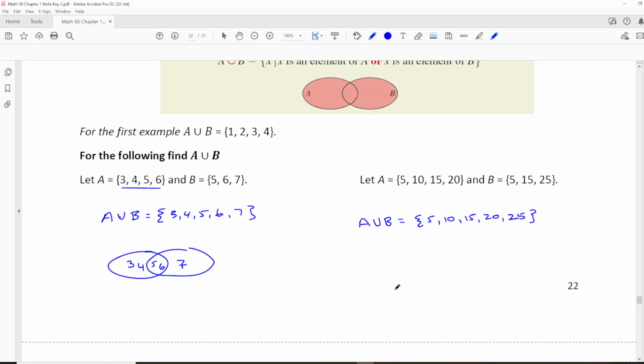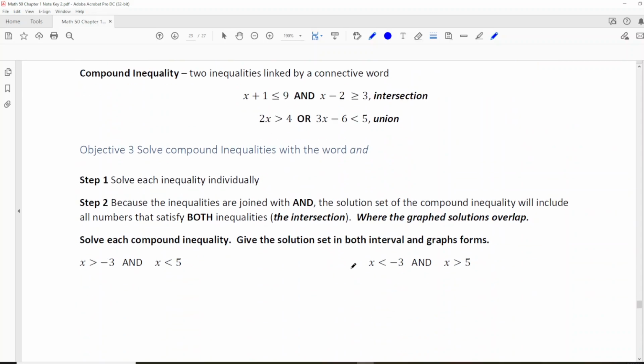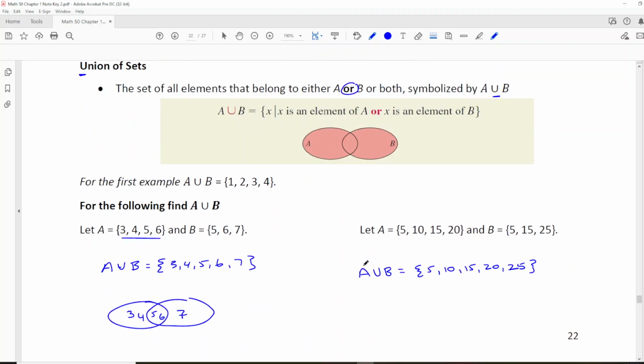Awesome. All right. So now what we're going to look at is compound inequalities. But you know what, before we do that, why don't we pause the video? Let's do this as one video. Why don't you go practice just that?